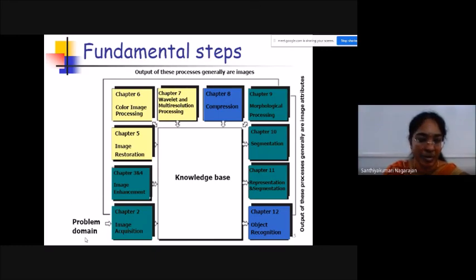The problem domain is, consider the scene, a baby picture, the face of a baby. That entire image itself is a problem for us to analyze. It is the problem domain, which was acquired by a camera. Then further processing is done. To perform all those things, the knowledge base is needed. That's why the bidirectional arrow is represented.